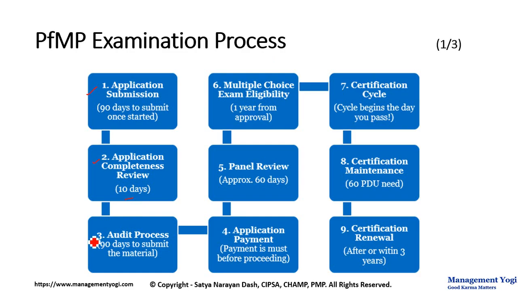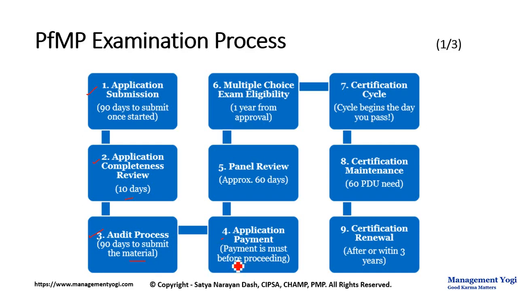After that, there will be an audit process. Again, audit is random. There is nothing against you personally by PMI. They randomly select some applications to do the audit. If your application is selected for audit, then you will be intimated electronically telling that your application has been selected for audit. Then you have 90 days to submit the material as needed by PMI to pass through the audit. Assuming you have cleared the audit, then your application payment will happen.